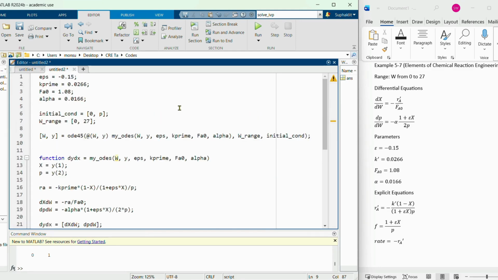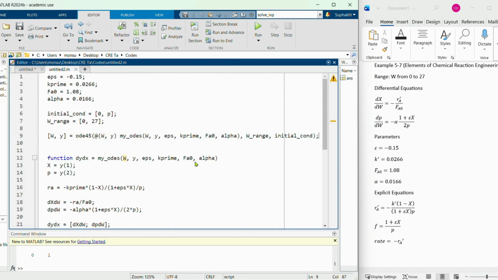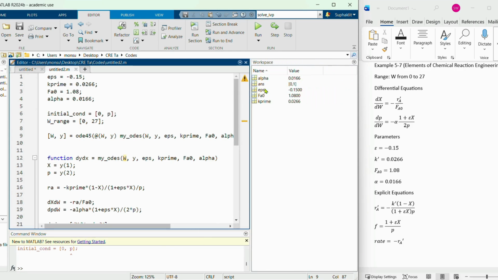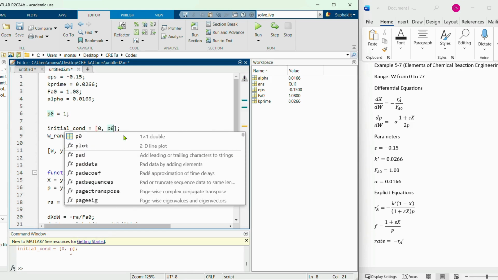So now I think our solution is set. We can go ahead and run. Okay, sorry. Initial conditions. So for the initial conditions, we say that P0 equals 1. We can just go ahead and put 1, or we can define it elsewhere and pass in the value. So I say P0.